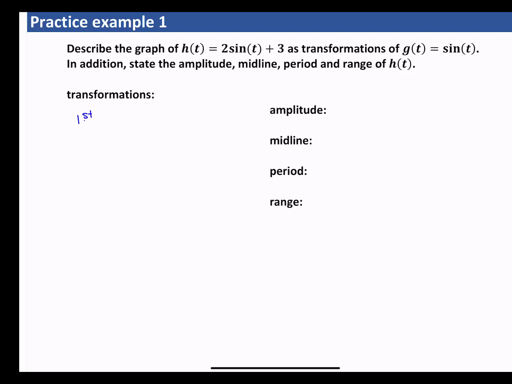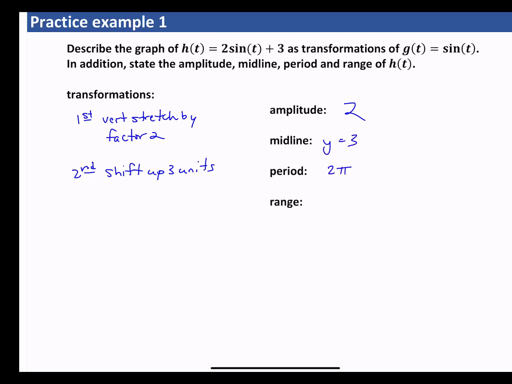All right, so we know that the first transformation is a vertical stretch by a factor of 2. That means the amplitude will be 2. The next transformation is a shift up of 3 units. That means the midline is y equals 3. We saw that vertical stretches and shifts do not impact the period, so the period is still 2 pi. And we saw that both vertical stretches and vertical shifts impact the range.